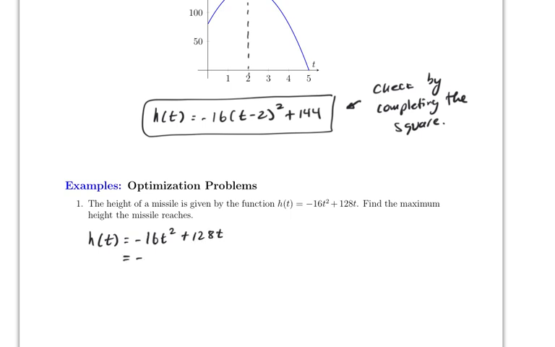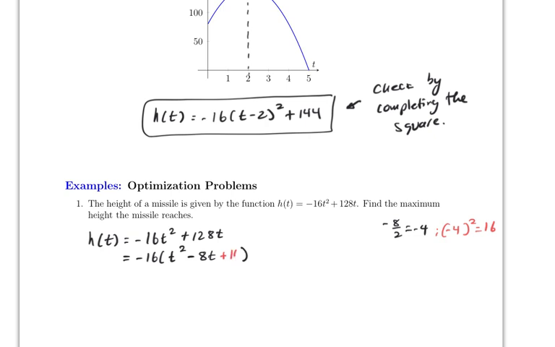So you factor the 16, so this should be t squared minus 8t. So we need to complete the square. To complete the square, remember you divide this number by 2. So minus 8 divided by 2 is negative 4. And then you square that value, so negative 4 squared is 16.